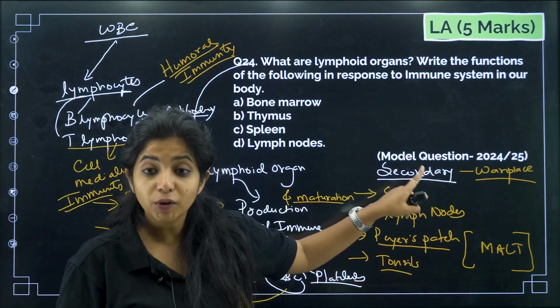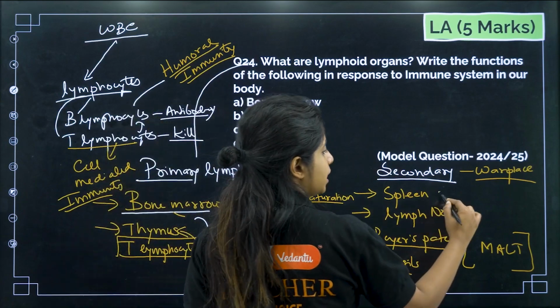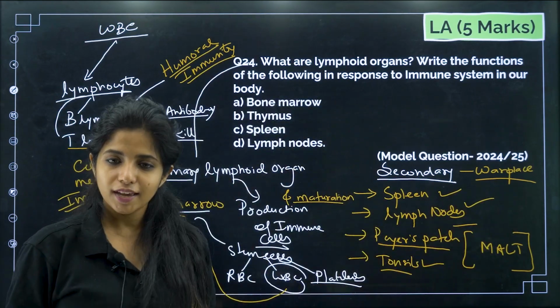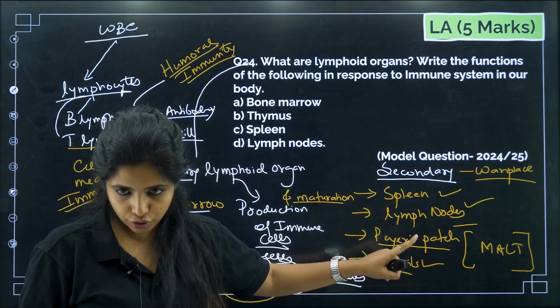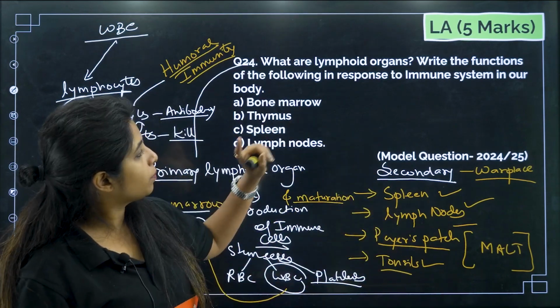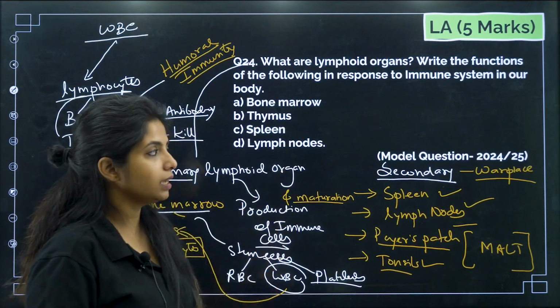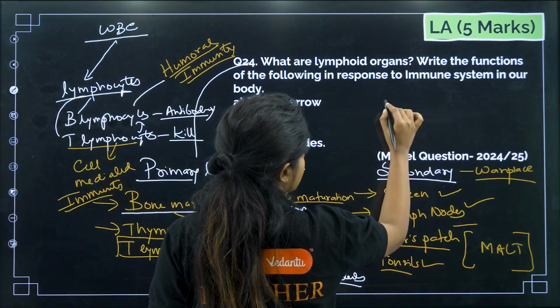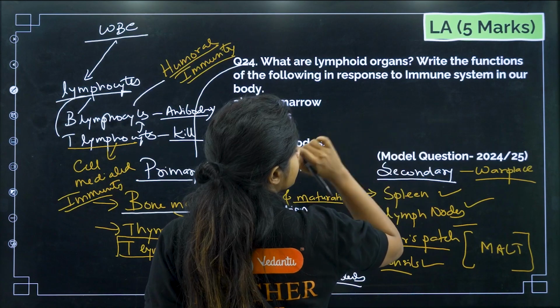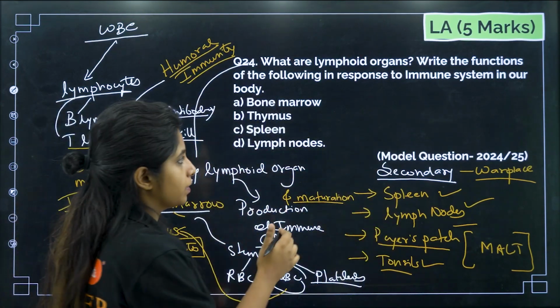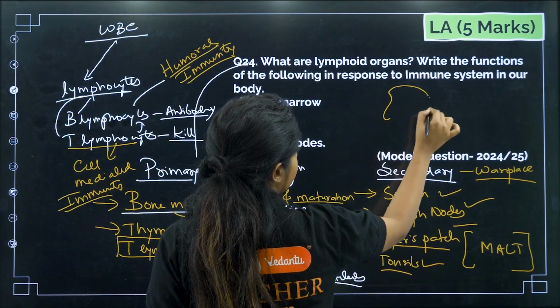They will be doing their function in the spleen, in the lymph nodes, in the Peyer's patch, in the tonsils. So you have different organs at different locations. I already spoke about bone marrow and thymus. Let me talk about spleen and lymph nodes. The spleen is found near your stomach, and it is known as the graveyard of RBC.